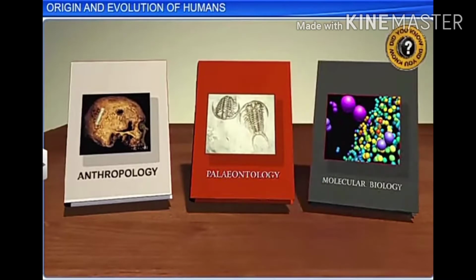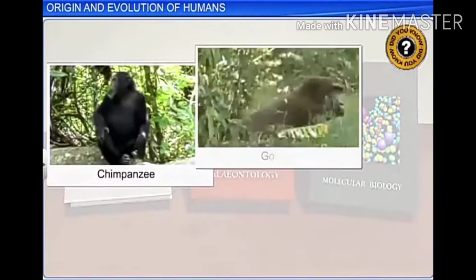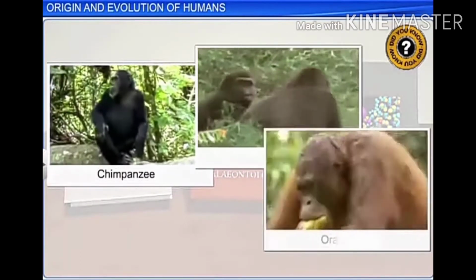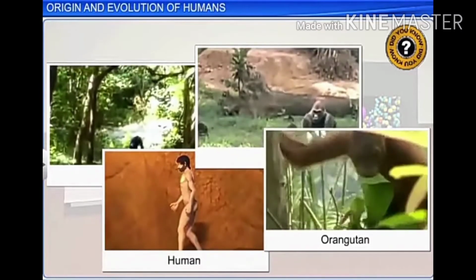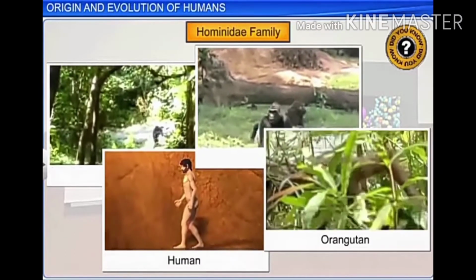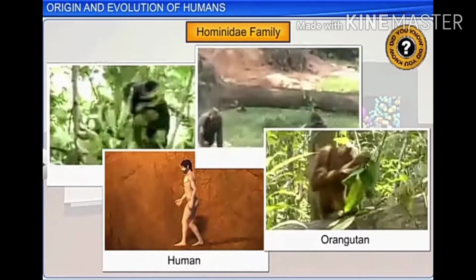Did you know that scientists have grouped chimpanzees, gorillas, orangutans, and human beings as 4-member species of the Hominidae family? Let us trace the evolution of human beings through the ages.